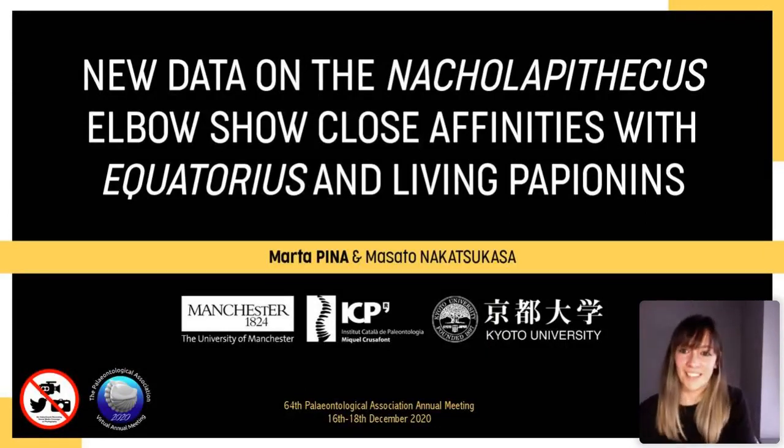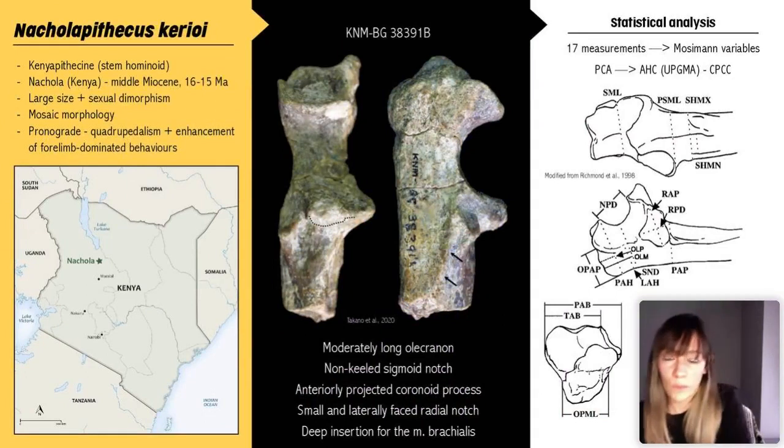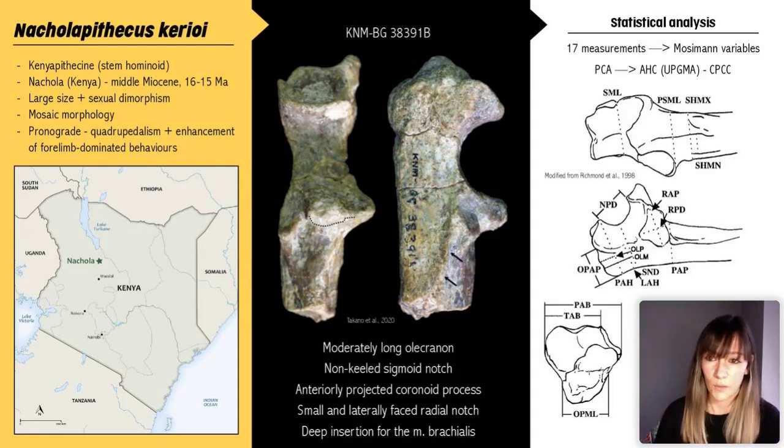So hello everyone. Today I will talk a little bit about the proximal ulna of Nacholapithecus. Nacholapithecus kerioi is a stem hominoid, the superfamily of primates, including living apes and humans. And it was found in a fossil site called Nachola in northern Kenya and dated at the beginning of the Middle Miocene. Well, this species has been described as a large-sized hominoid with strong sexual dimorphism, with males weighing around 23 kilos and females half of that size.